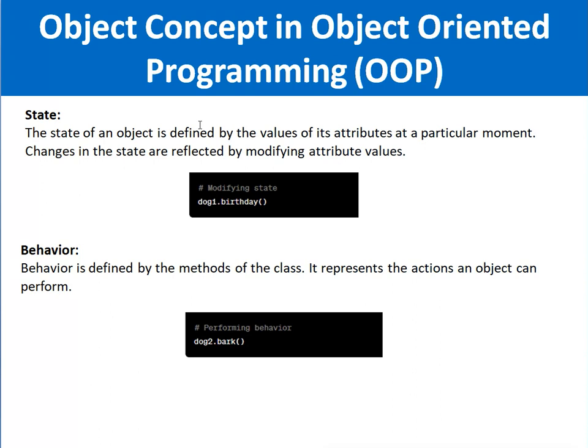Behavior is basically the method of a class, or the function, or action of an object. For example, dog2.bark basically tells you the behavior or method of an object.